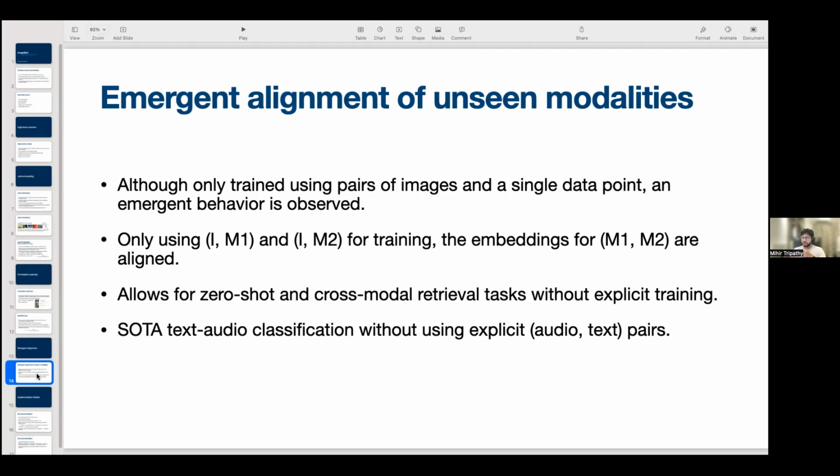In this case, they achieve the state of the art for text to audio classification without using any audio to text data set. And this is really the main point of the ImageBind paper. This is really the start of where we can see that we don't really need to have specialized data sets to achieve similar kinds of tasks. And it is just a starting point.